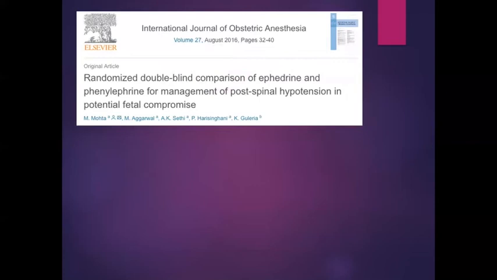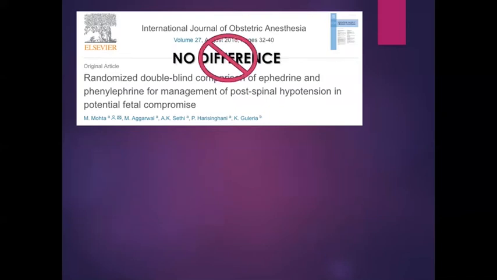Mota randomized women undergoing emergency cesarean delivery for fetal compromise with spinal anesthesia to receive either ephedrine or phenylephrine boluses, and also found no difference in umbilical artery pH, incidence of fetal acidosis, or APGAR scores. Again, however, women with preeclampsia were excluded from this study.